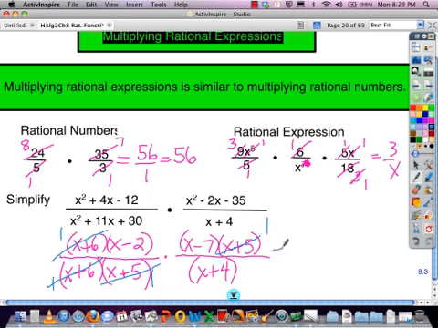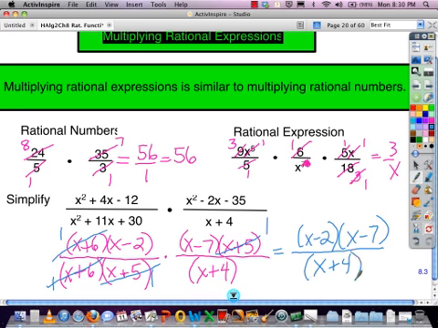So if we want to leave it in factored form, we'd have x minus 2 times the quantity x minus 7 up on top. Top times top, bottom times bottom. Don't know what happened with the pen there, so let's clean that up a little. All right, here we go. X minus 7 all over the x plus 4, which we couldn't cancel.